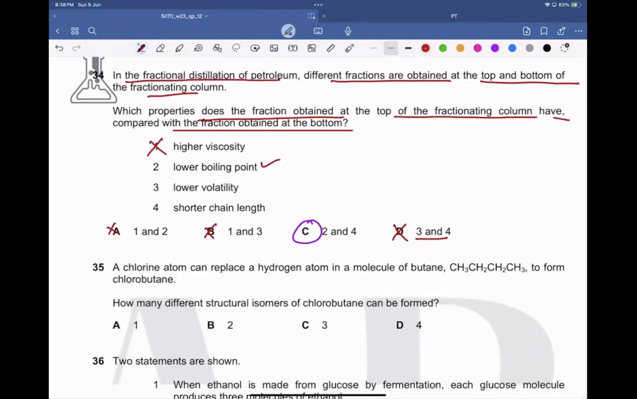And this is, by the way, also wrong. Low volatility, there is a high volatility. Low volatility means high boiling point, and high volatility means low boiling point. So the ones at the top have low boiling point.